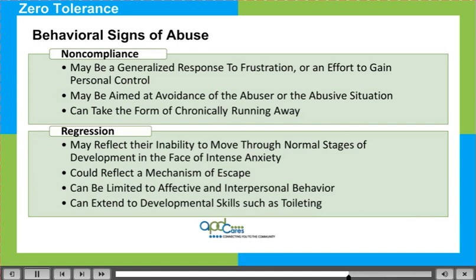Regression. Often children who are abused behave like younger children. This form of regression may reflect their inability to move through normal stages of development in the face of intense anxiety. Could reflect a mechanism of escape. Can be limited to affective and interpersonal behavior. Can extend to developmental skills such as toileting. For example, a child who was previously toilet trained may begin to have accidents after experiencing abuse.